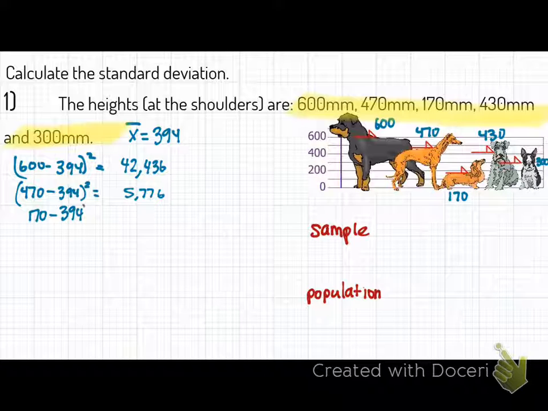Okay, and then we're gonna square it. What is this? What is this squared? What's 170 minus 394 squared? 50,170. Good, thank you. Okay.